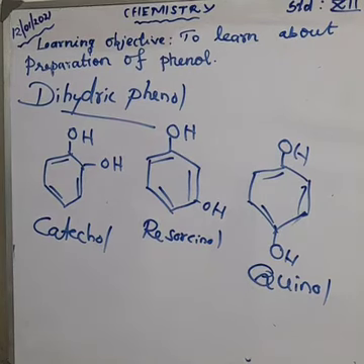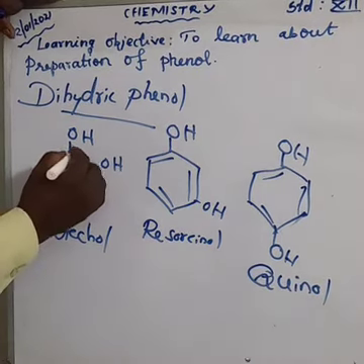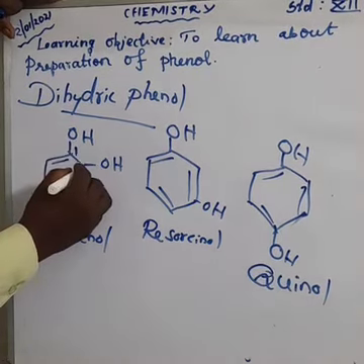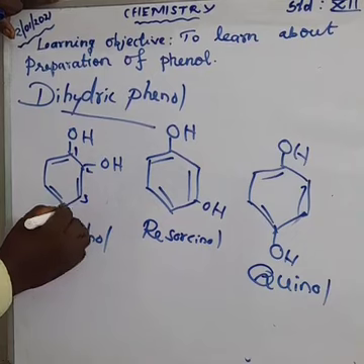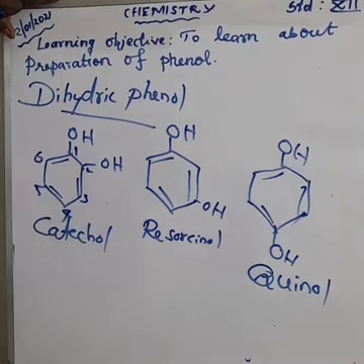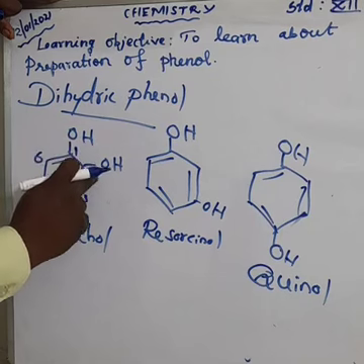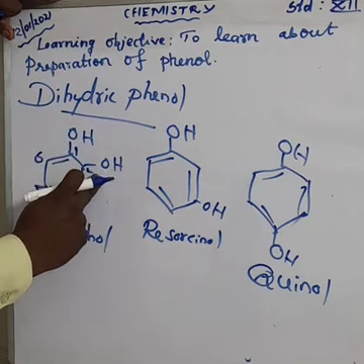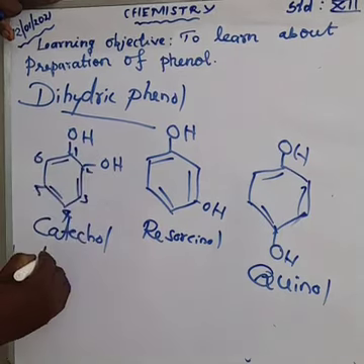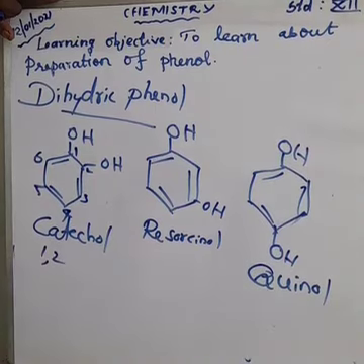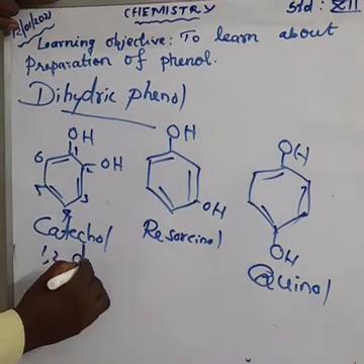Can you say what is the IUPAC name? IUPAC name. Okay. That starts with number 1 here. 1, 2, 3, 4, 5, 6. The first position has one OH, the second position also has one OH. So we can give the numbers 1, 2. Here having 2 OH, so we can say dihydroxy benzene.